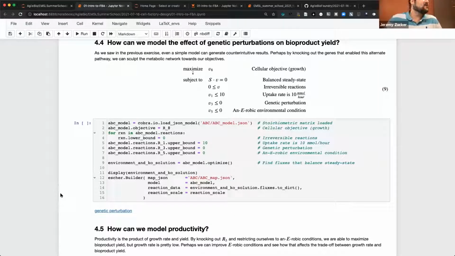So do we need to install Escher separately, or is it within the Cobra package? No, it is a separate package, but if you install Escher, then that will automatically install Cobra because that's a dependency.